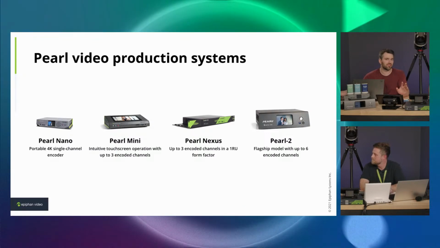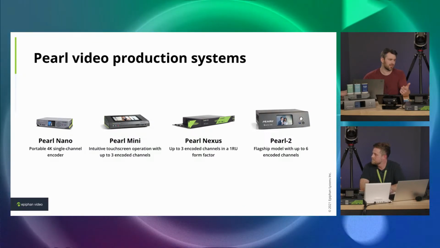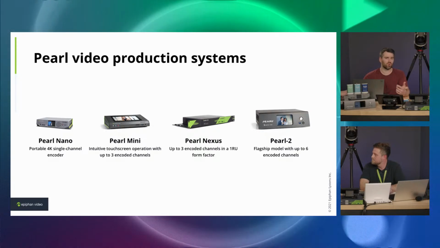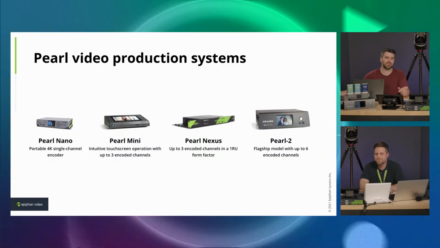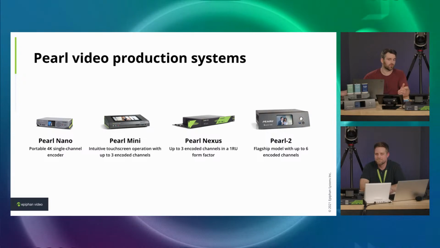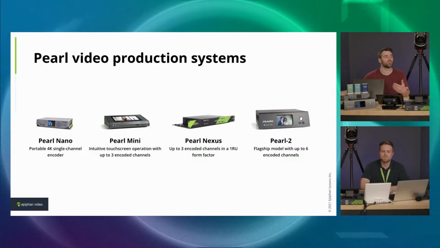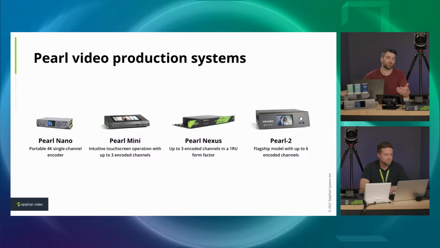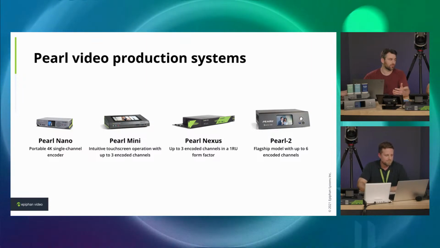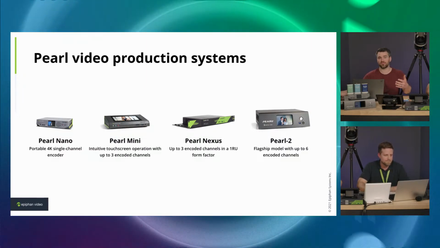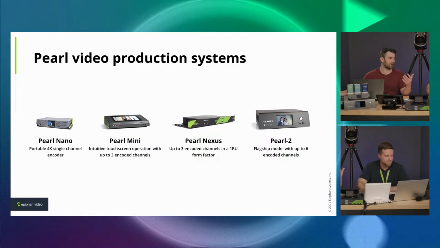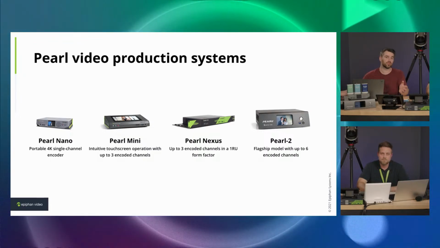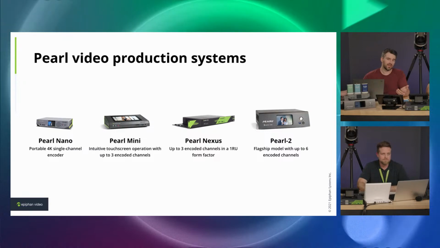We see Mini and Nexus used a lot in education, Mini in worship, Nexus in courtrooms, permanent installs, things like that. And then when you need more than 3 video sources, or you need many layouts, then you go up to a Pearl 2, which you could have 6 channels on. So 6 isolated recordings, maybe 5 isolated recordings and a program channel, where you're getting 5 ISOs, but also switching between all those cameras individually as well. And that's a 4K capable device too.